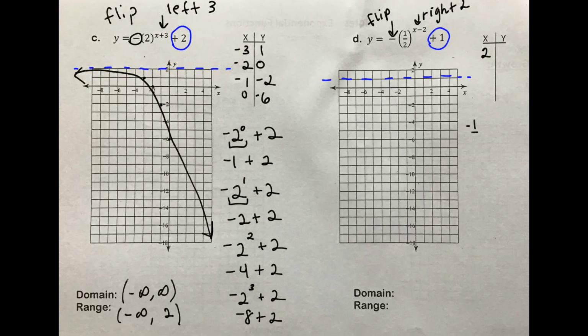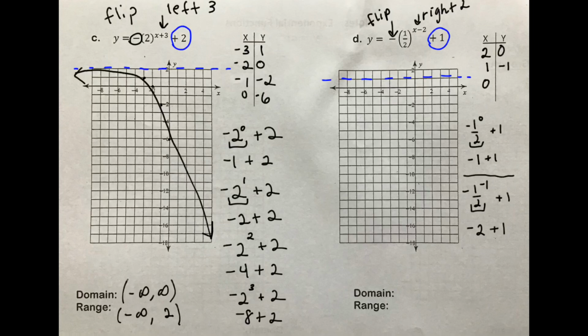So I have negative 1/2 to the 0 power plus 1. Again, do the exponent first. Negative 1 plus 1 would make 0. Now, since it's a fraction, I'm going to go backwards. So now I'm going to put 1 in there. Negative 1/2 to the negative first plus 1. This piece is going to flip. So negative 2 plus 1, which makes negative 1.